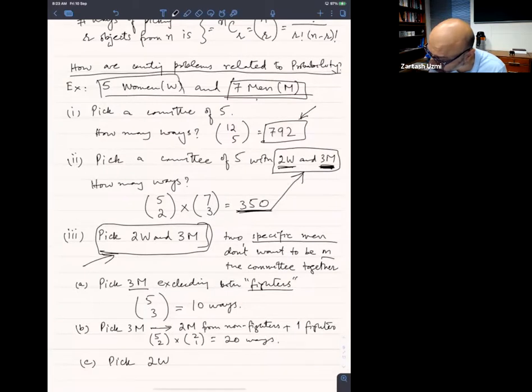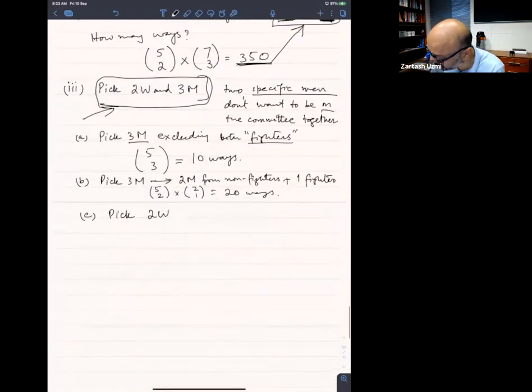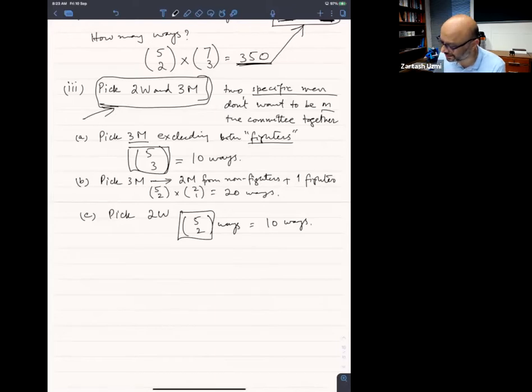Remember, we had a total of 5 women. So out of those 5, we have to pick 2. So this would be 5 choose 2 ways, which is equal to 10 ways. Notice that 5 choose 3 and 5 choose 2 are exactly the same number, 10 ways. Why? Because if you have chosen 3 out of 5, then the remaining 2 form the other group. So when we make a group of 3 out of 5, we are also leaving out a group of 2. So 5 choose 3 is the same as 5 choose 2.